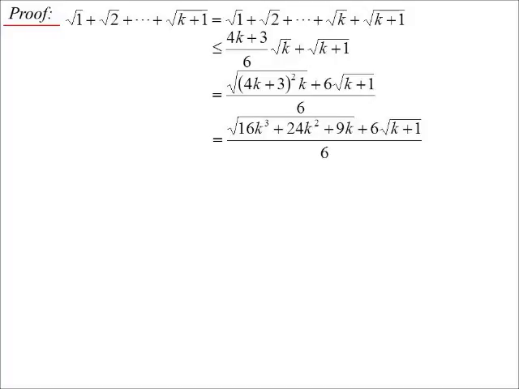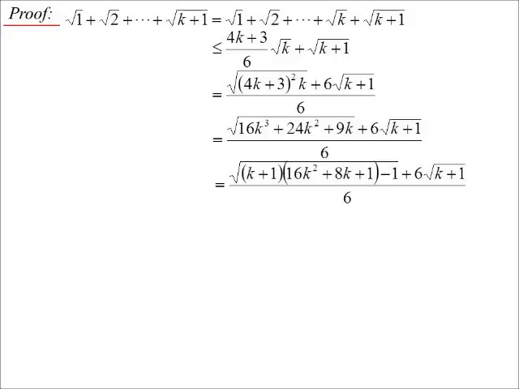Because I believe there was a common factor of root k plus 1 we're trying to get. Is that true? Okay. So if I could now factorise this to have a factor of root k plus 1, we're almost there. Well, I can't quite do it. If I divide that by k plus 1, I get a remainder of minus 1.